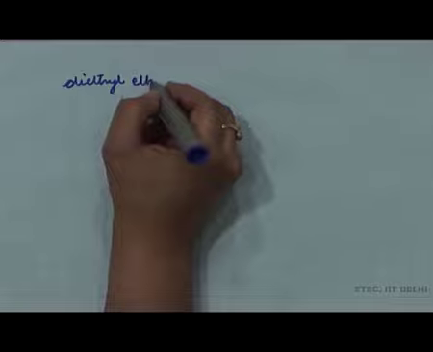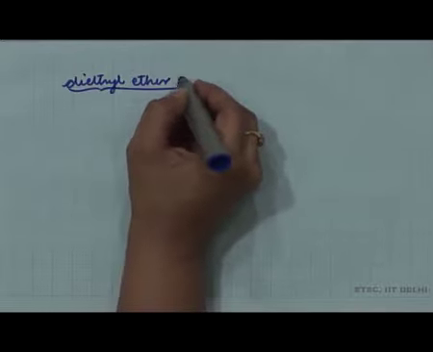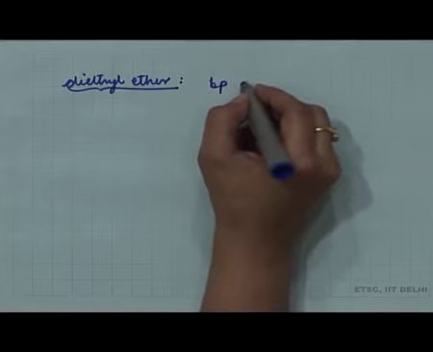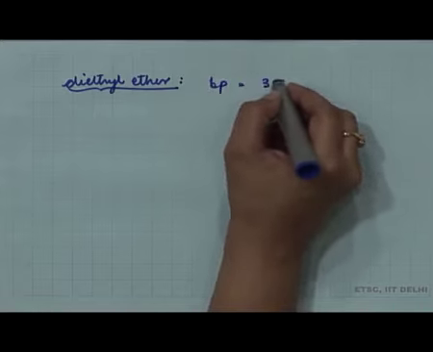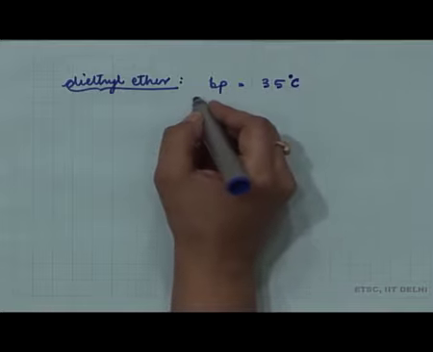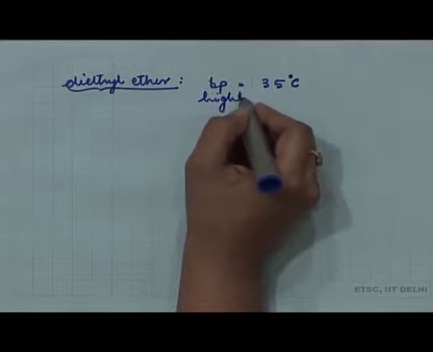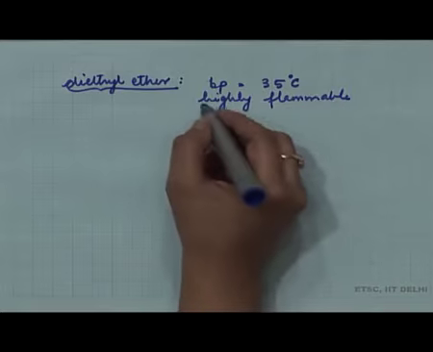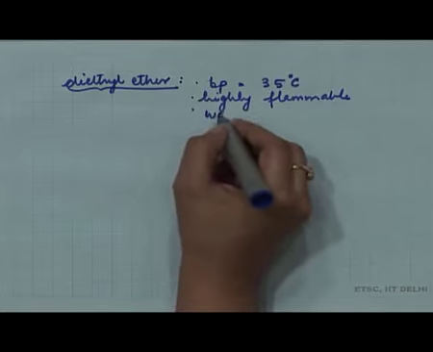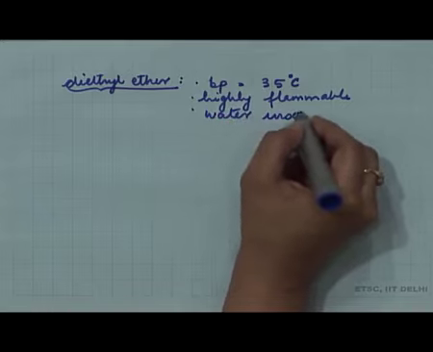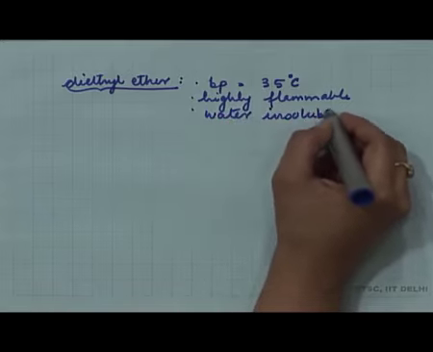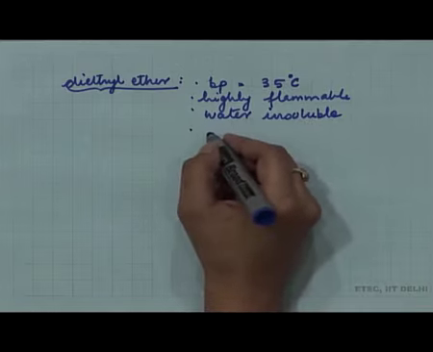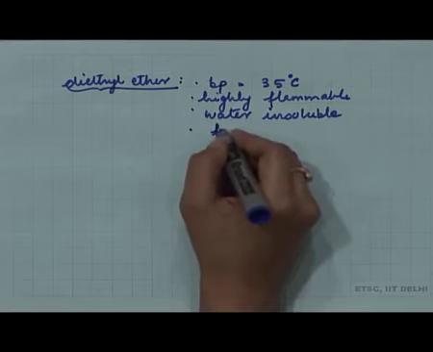When we talk about diethyl ether, diethyl ether is what is normally referred to as ether. So, when we say ether, we are talking about diethyl ether. This molecule has a boiling point of 35 degrees. It is highly flammable and water insoluble. These are some of the properties of the most widely used ether. And another key feature is that it forms explosive peroxides with oxygen.